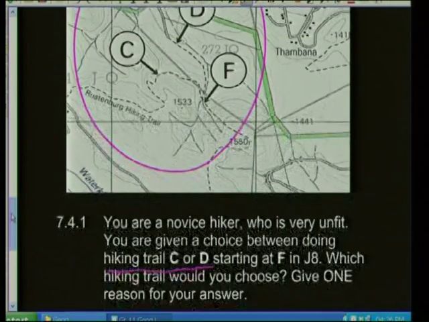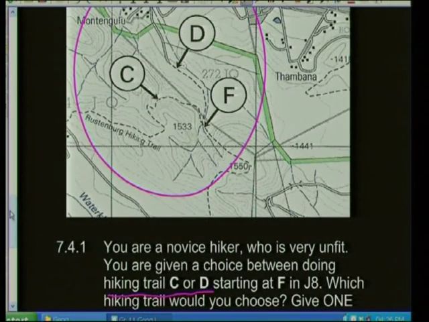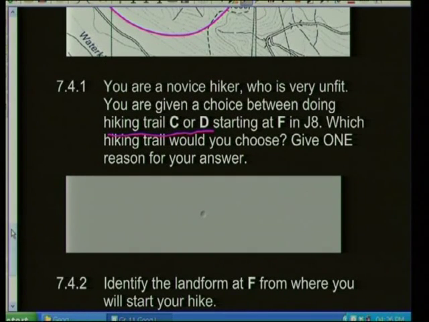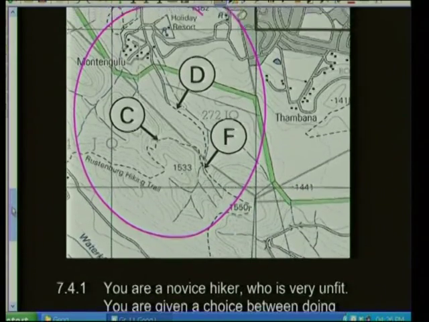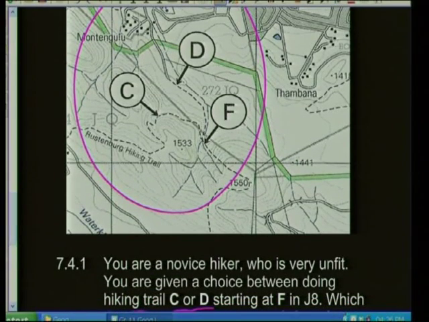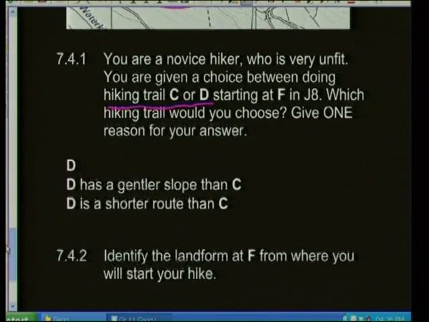If you look at these 2 hiking trails, there's one from C to F and from D to F. Obviously, you'd look at your contour lines to notice which one is steeper. Okay, and in this case, you look at D. Why D? It's more gentle, contour lines are far apart, compared to this one, which is far steeper.